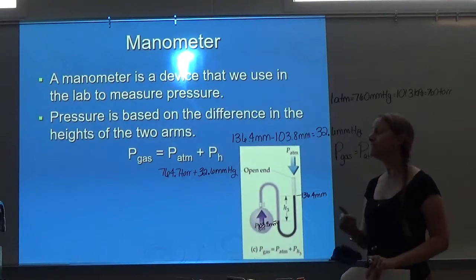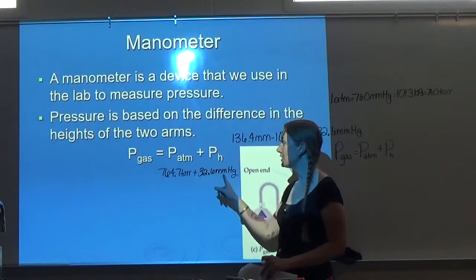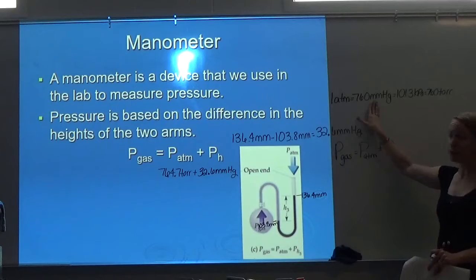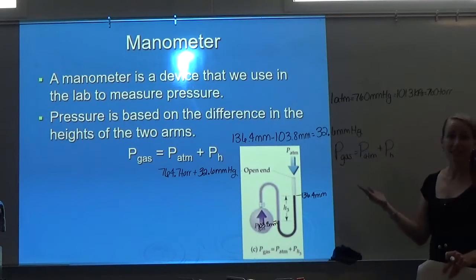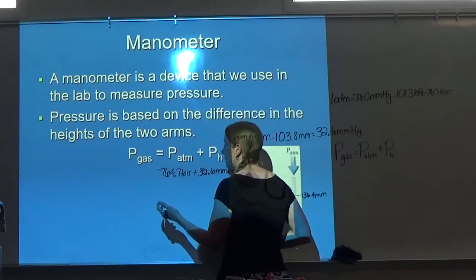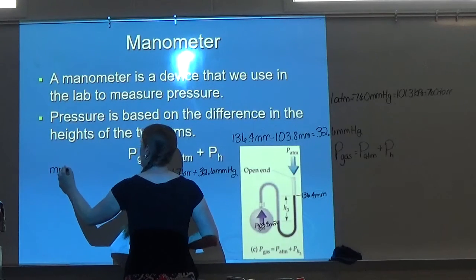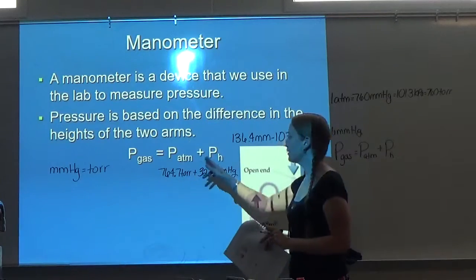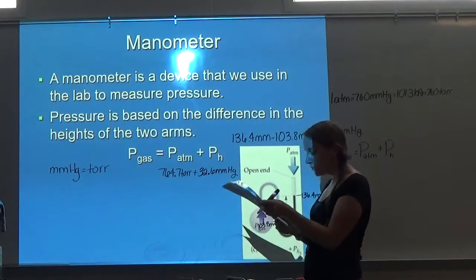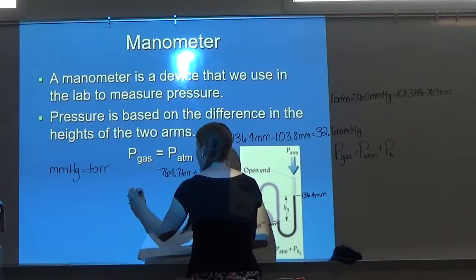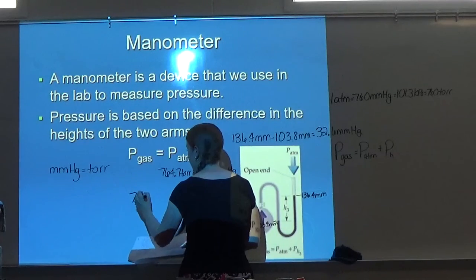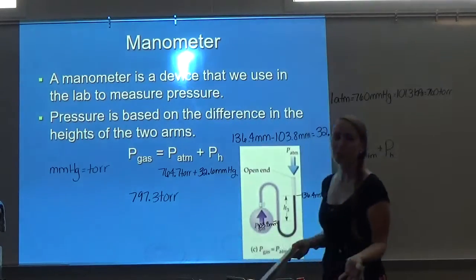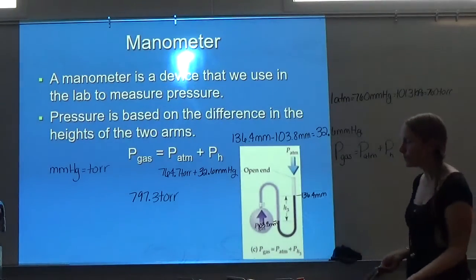Now before you waste time converting one of these into the other one, what I want you to notice is 760 millimeters of mercury equals 760 torr. So in our conversion, millimeters of mercury and torr are actually the same thing. So I don't actually need to convert one of those into the other. Once I add those together, I get 797.3, and then I just chose to keep torr. You could have kept millimeters of mercury. It doesn't matter. Neither of those are the right unit.